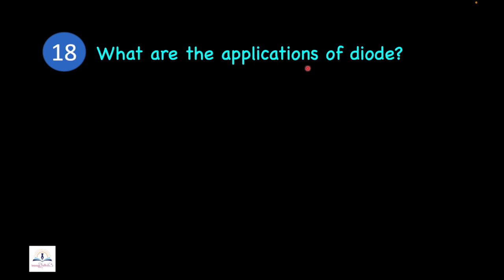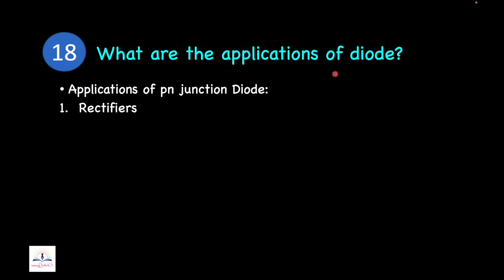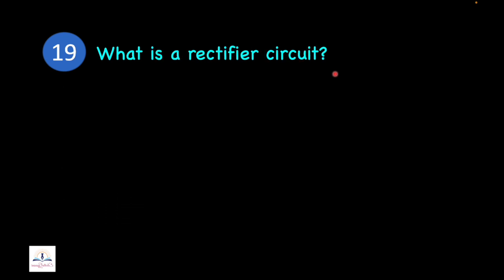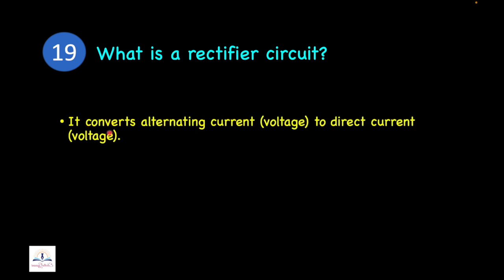Next is, what are the applications of diode? So there are various applications of PN junction diode. It can be used as rectifiers, clippers, clampers, voltage multipliers, and logic gates. Next, what is a rectifier circuit? Rectifier circuit converts alternating current or voltage to direct current or voltage.